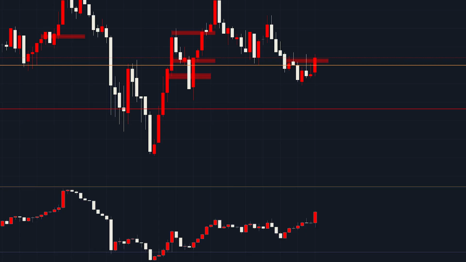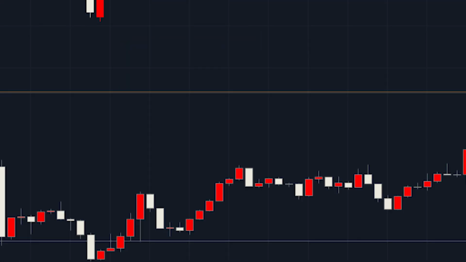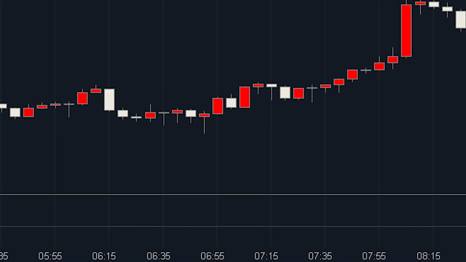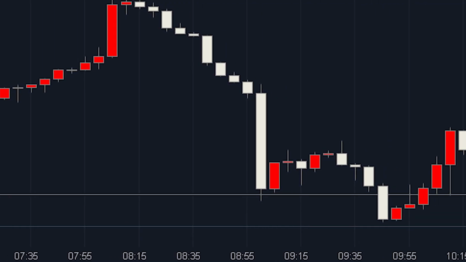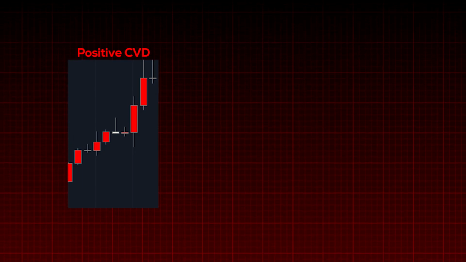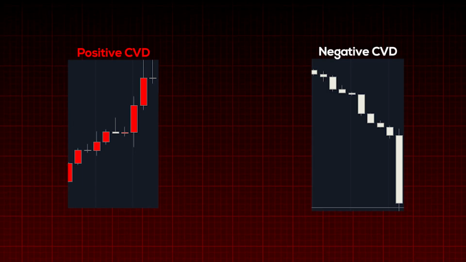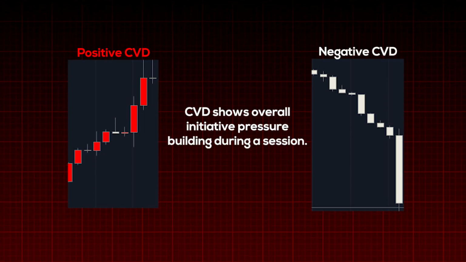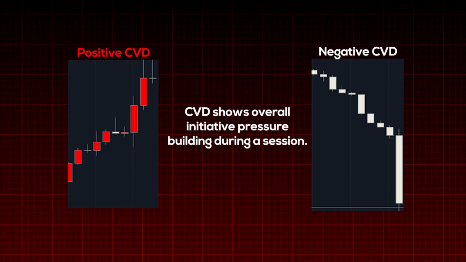In many trading platforms, delta is also displayed in cumulative form. This is called cumulative volume delta, or CVD. CVD simply sums delta values over time, creating a running total of aggressive activity. If delta is positive, the cumulative value increases. If delta is negative, it decreases. So instead of looking at single bars of aggression, CVD shows the overall initiative pressure building during a session.